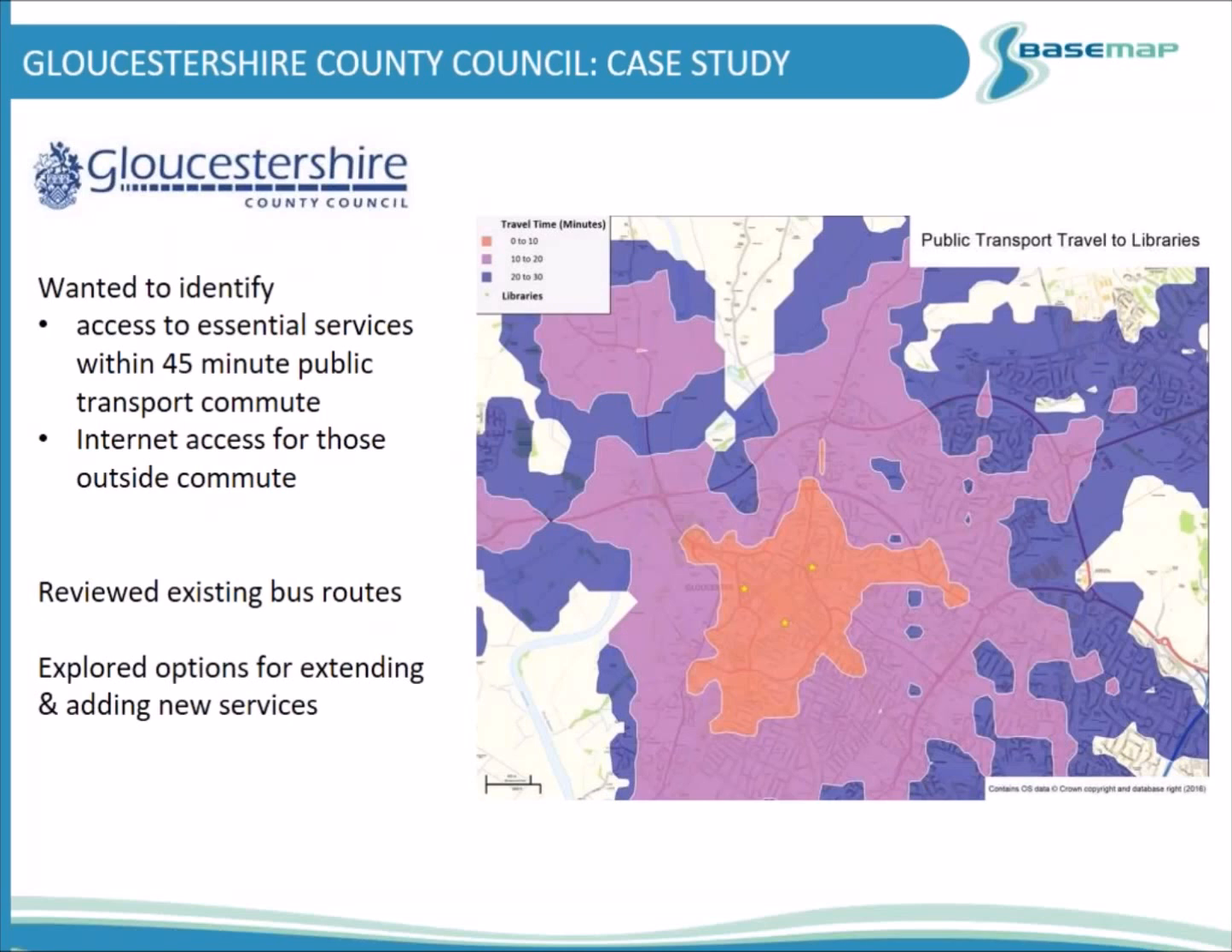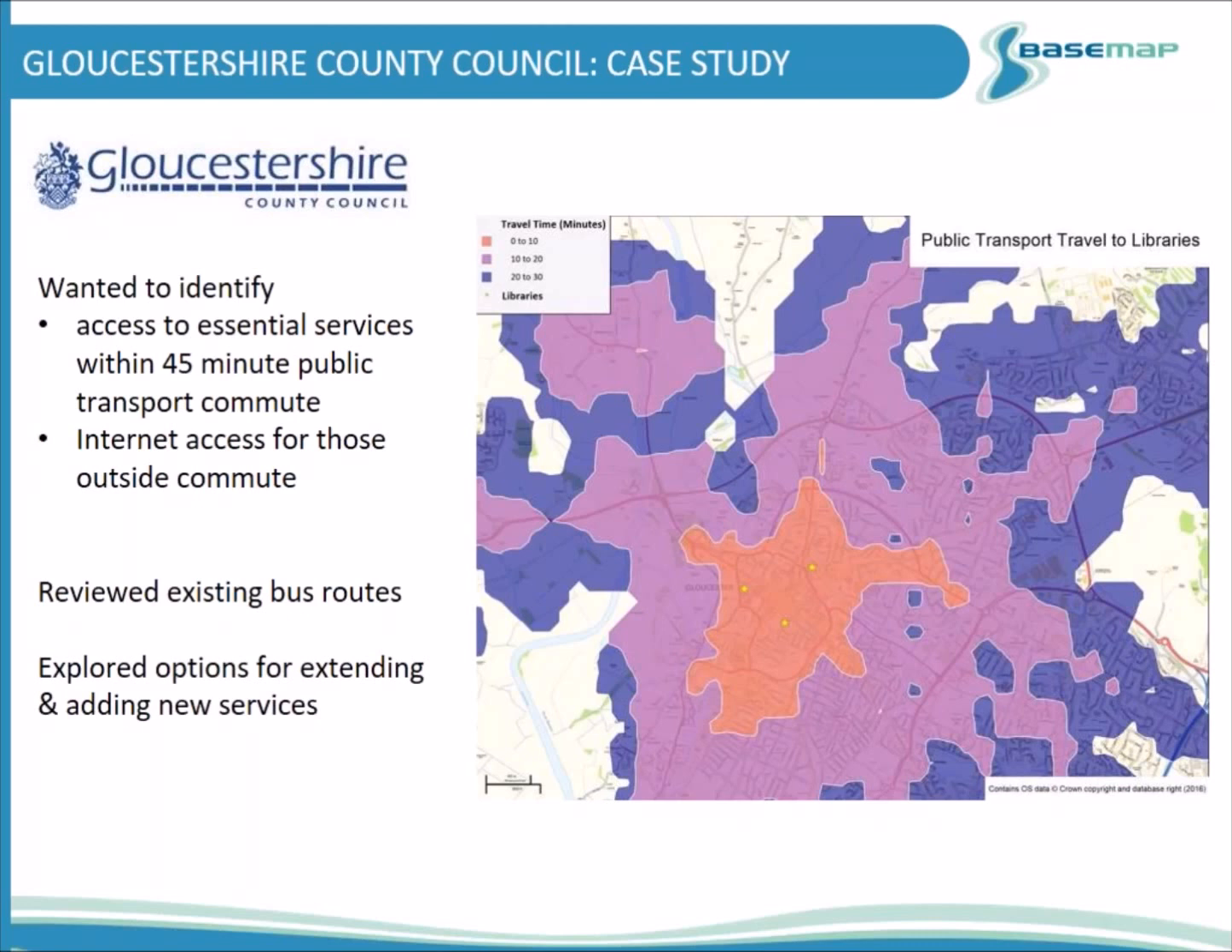So as more things are becoming digital, they wanted to make sure that people could access services within a 45-minute public transport commute at the moment. And for people who are outside of the commute, they wanted to evaluate whether they can get to an internet station. They decided that a really good point for an internet station was a library. So they started looking at commuting to libraries as well as part of that.